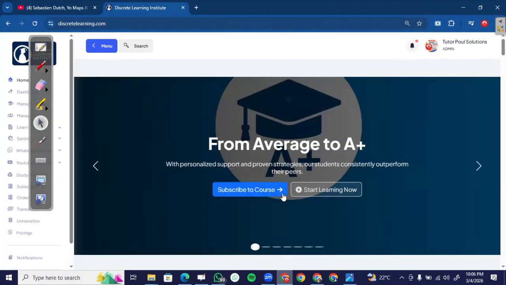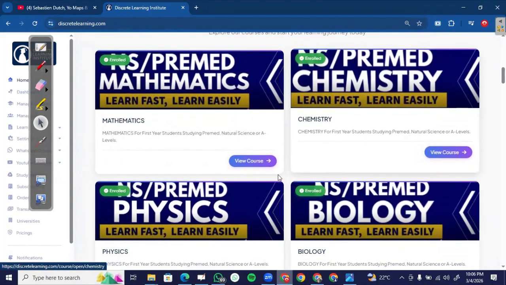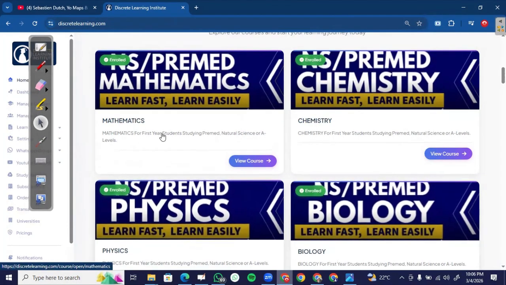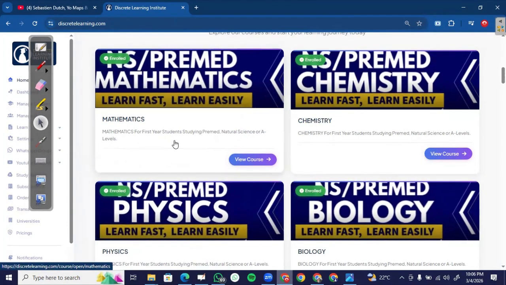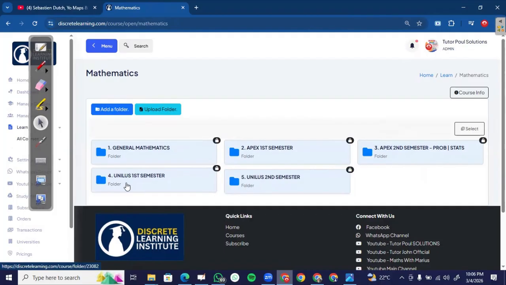After you log in, these are the things that you're going to see. You can see mathematics, chemistry, physics, biology, everything that you need to help you. For example, I'll just use the math course. If you open it, you go to your particular university. If you're from Unilas first semester, you go here. Unilas second semester, you go there. But if you're from any other university, you go in general mathematics. If you're from Apex, you use those. I'll just use the semester ones here.